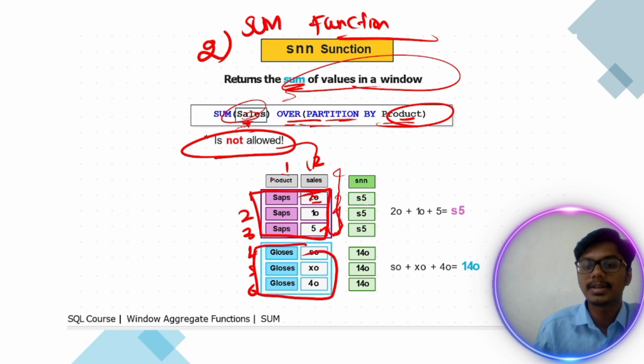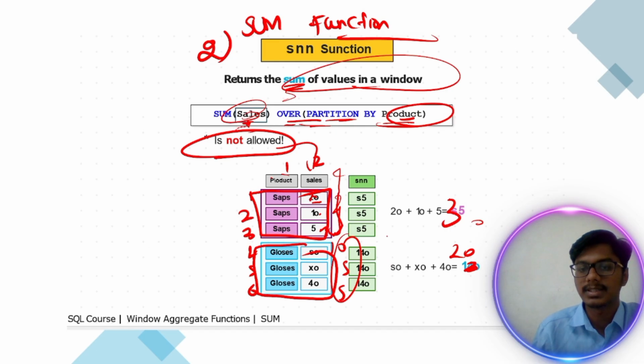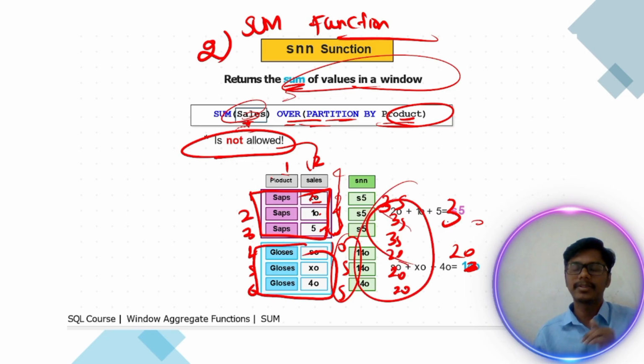If we apply the summation, we get 20, 10, 5, which totals 35, right? That's the output summation. The output is applied at the row level as 35, 35, 35 and 20, 20, 20. That's all about the summation function and how it works within the scheme, right?